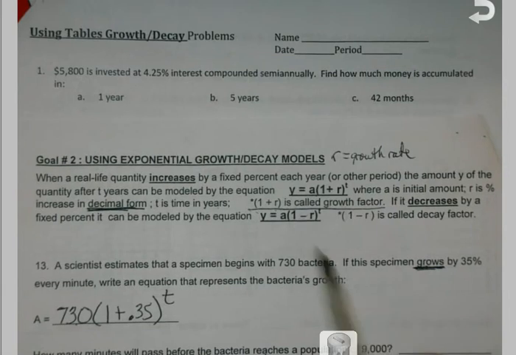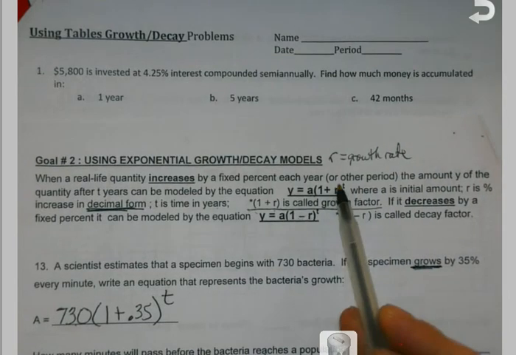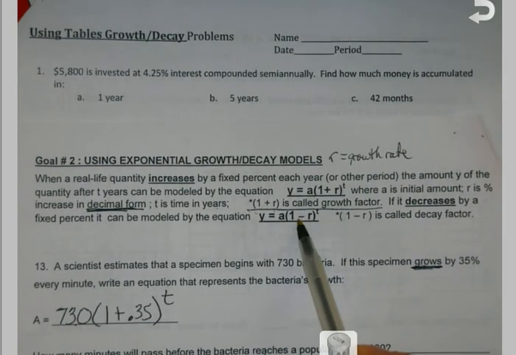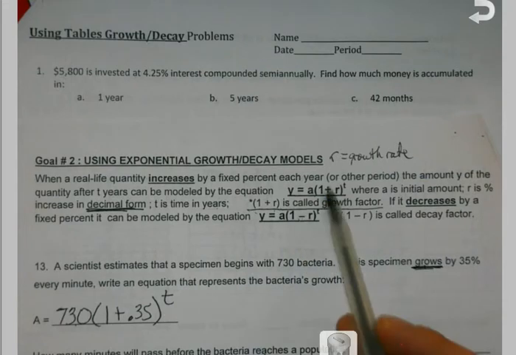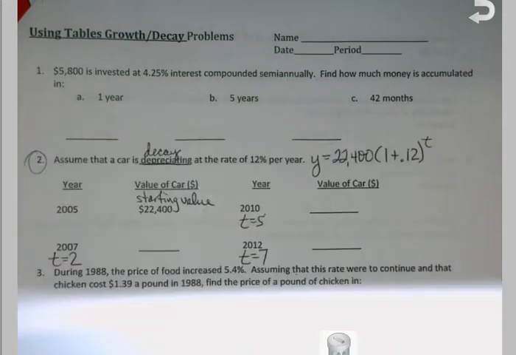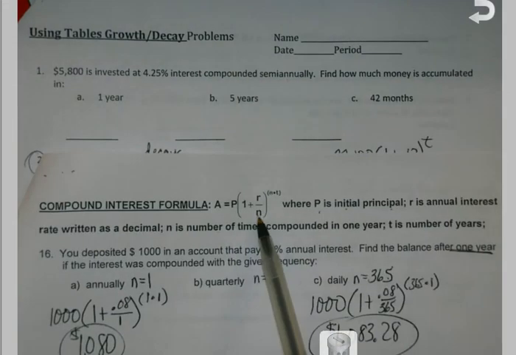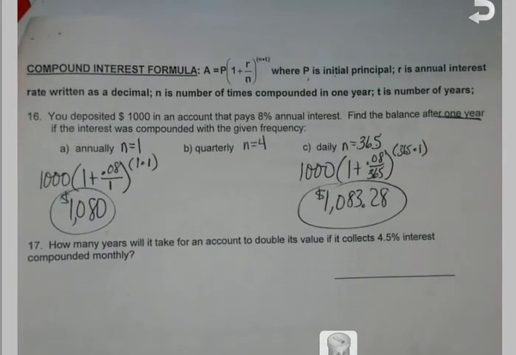I'm going to be using my growth or decay models, okay, these guys, whenever it doesn't have to do with interest, okay? But when it does have to do with interest, I'm going to use this guy. Now, let me make some mention of interest here while we're here.